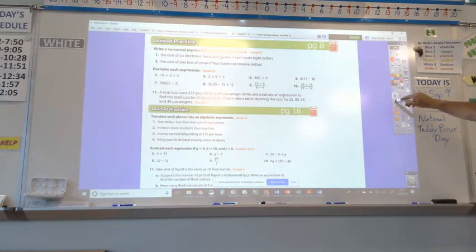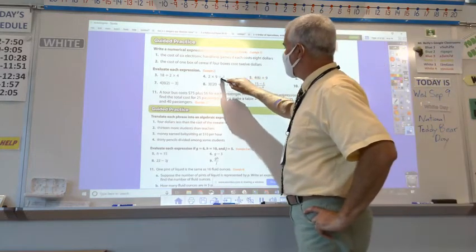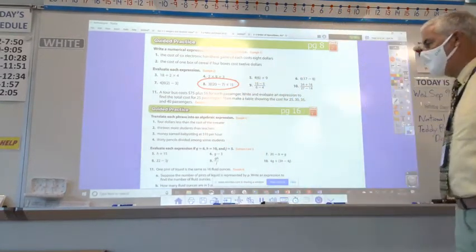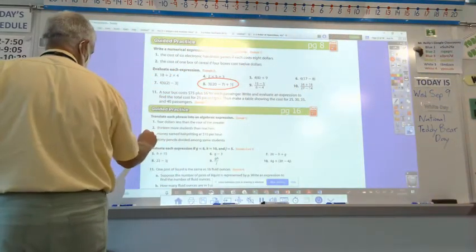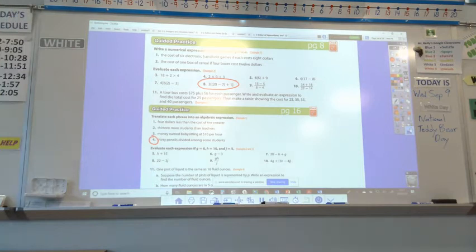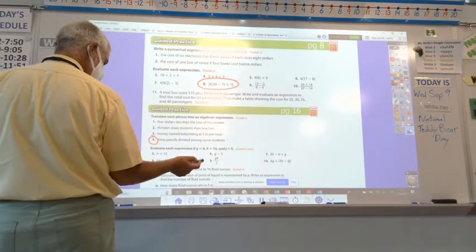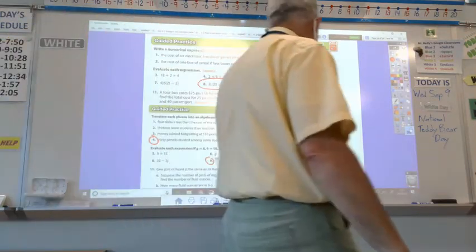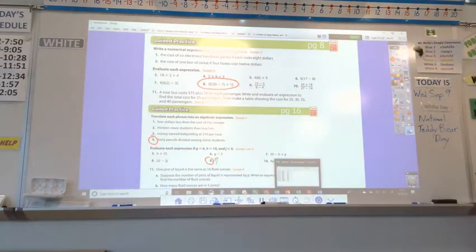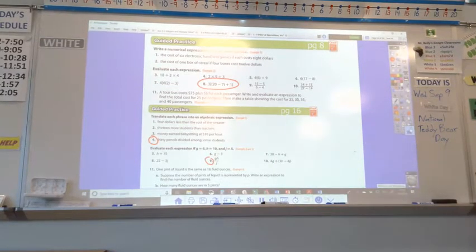Let's see, we'll do problem number 8, pick a good one, number 8, and we will do number 4, and number 9, GH over J. Okay. 1 pint is the same. Suppose the number is represented by P, write it, and we should do number 11 too.